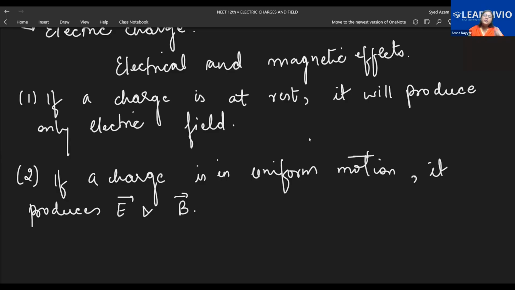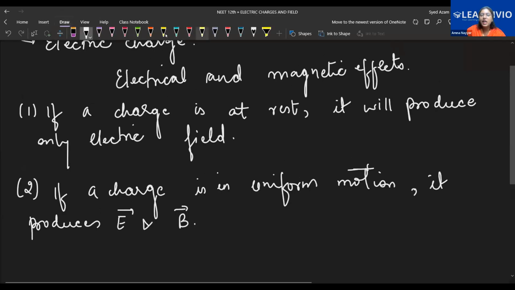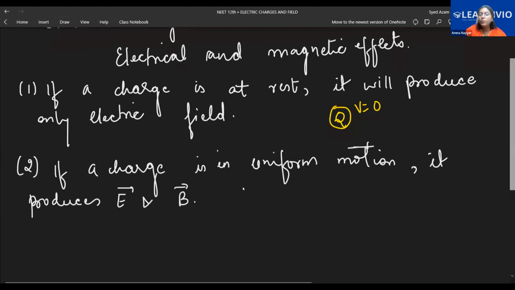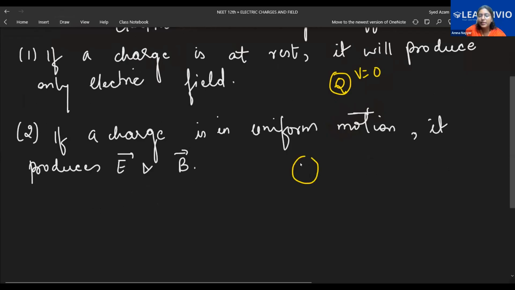Now, rest we have seen, uniform we have seen. What if this velocity is not constant? When we say the charge is at rest, this means this is a charge, let's say Q, its velocity is 0, so it will exhibit just an electric field around itself. But if a charge is in uniform motion, this is the charge present and the velocity with which it is going is constant.